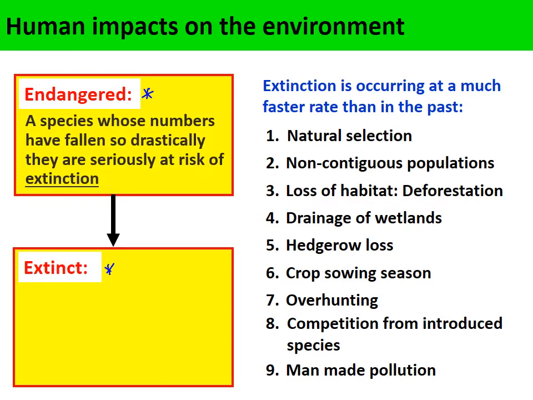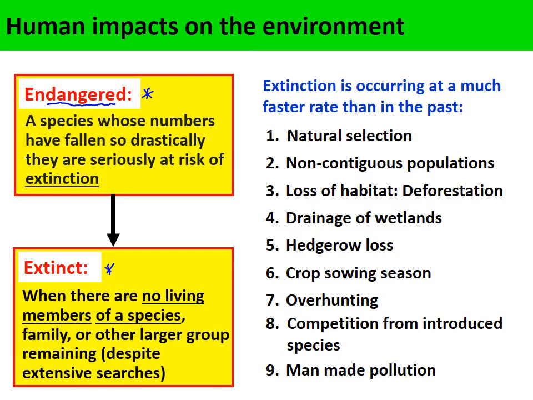So an endangered species is one whose numbers have fallen so drastically that this species is seriously at risk of becoming extinct. So endangered species are not extinct, it's just that their numbers have drastically been reduced, normally as a consequence of human impacts on the environment, and that can sometimes lead to extinction of that species.